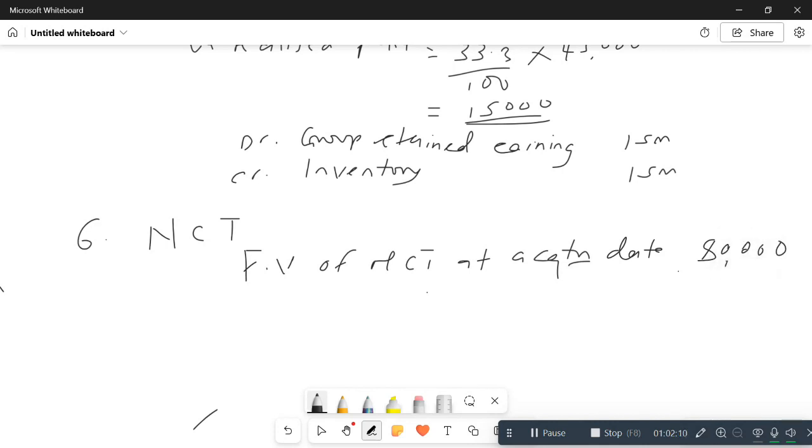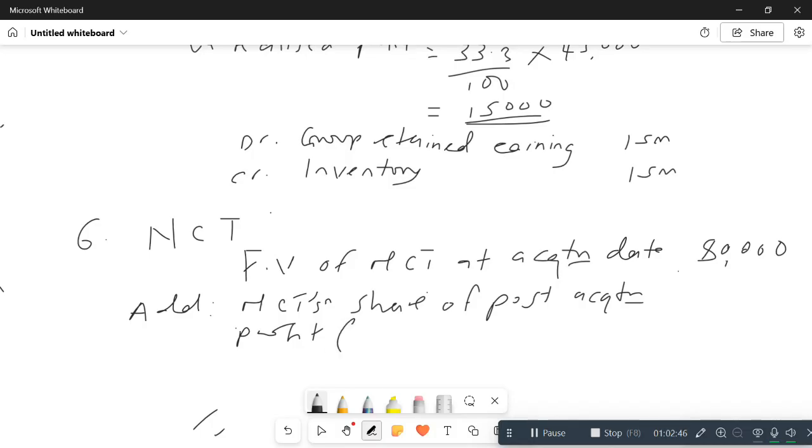Then we are going to add, if any, NCI's share of post-acquisition profit.